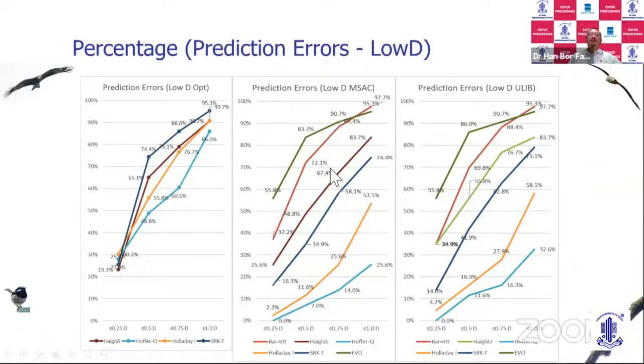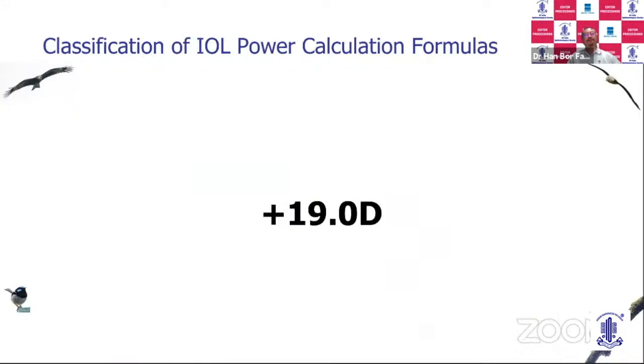There are only 2 formulas that stand out within half a diopter. Only Evo and Barrett are above 70%. The rest of the formulas within half a diopter are less than 50%, except for Haigis, which is slightly higher. So in this territory, most of the traditional formulas do not perform well. You have to go on to the newer formulas such as Barrett or Evo, and hopefully the other formulas will come on board as well.